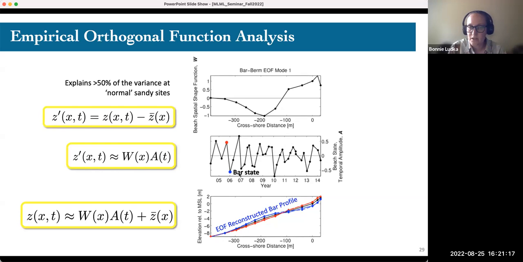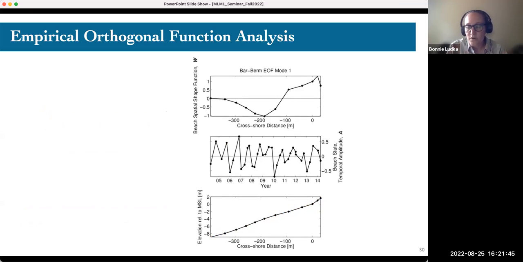Similarly, if we look at the next survey during the winter, when the beach was in a barred state, we take that blue dot, multiply by the shape function, add back in the mean, and we get this EOF reconstructed barred profile down here. And in fact, the EOF reconstruction is plotted on top of the actual observations, and they're right on top of each other in this case. So again, the EOF does a pretty good job here.